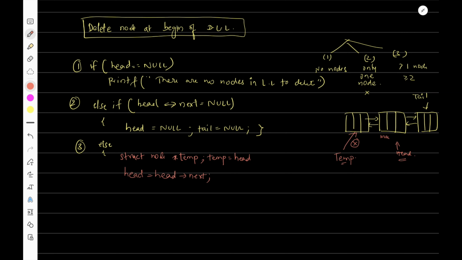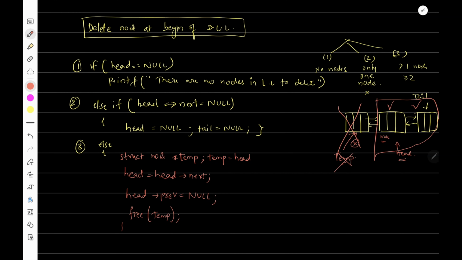Now I want to put this as null, so head of prev is equal to null, which means this connection will be broken. I want to eliminate this temp, so I will free temp. So this is what happens. This is the step-by-step procedure where this node is completely removed, and this is the double linked list, with this as the head and this as the tail.